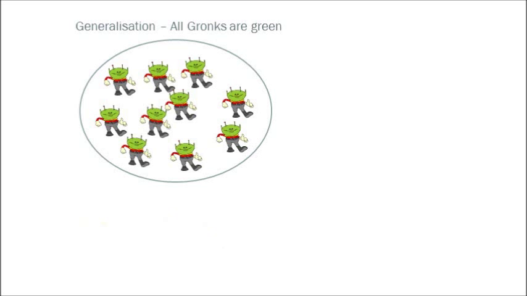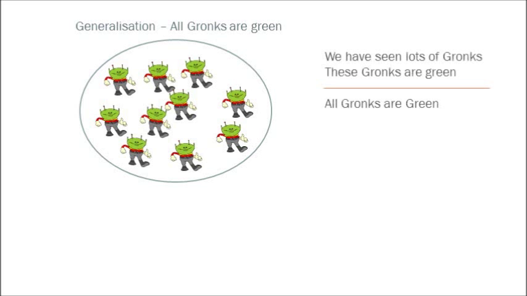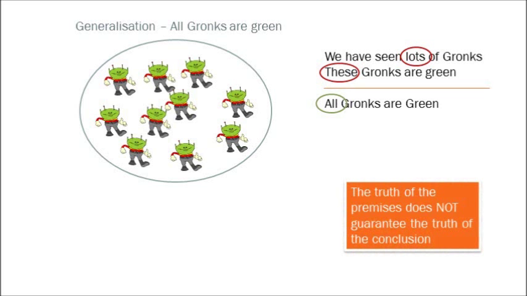In effect, our argument looks like this. We have seen lots of gronks. These gronks are green. Therefore, all gronks are green. Critically, unlike deductive arguments, the information in the conclusion is not contained in the premises. We have gone beyond the information of which we were sure, and this is characteristic of inductive reasoning, where the truth of the premises does not guarantee the truth of the conclusion.